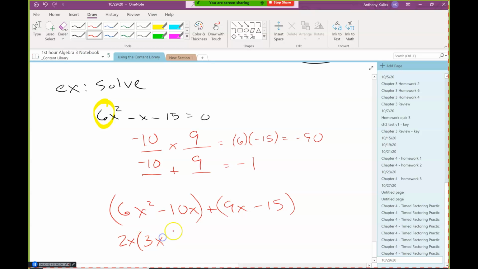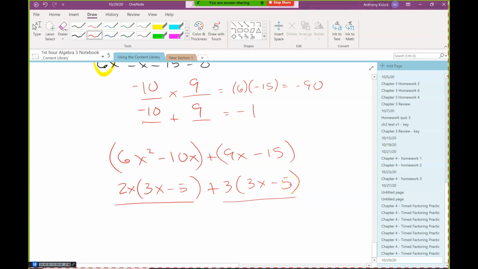So when I factor the 2x off, 6 divided by 2 is 3. X squared divided by x is x. 10 divided by 2 is 5. X divided by x is just 1. So there's nothing to do there. Now let's look at the next set. What is our greatest common factor there? 3. So 9x divided by 3 is 3x. 15 divided by 3 is 5.